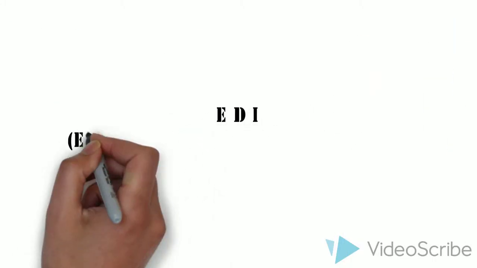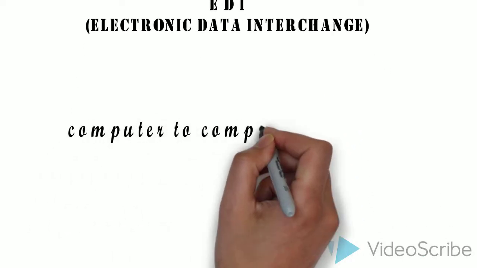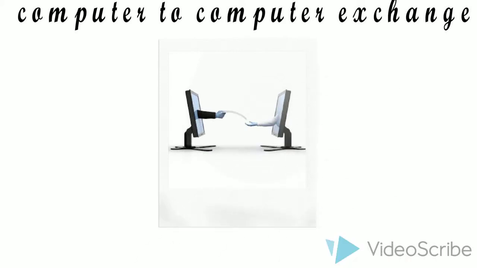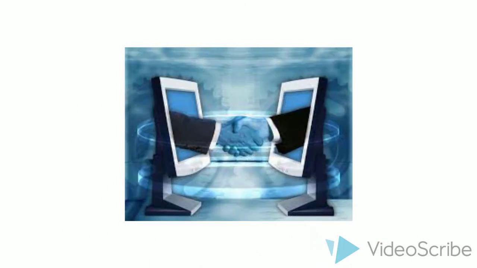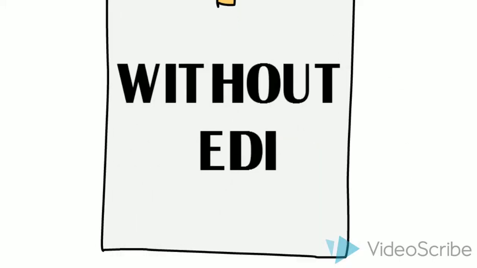If you look for the definition of EDI, an acronym of Electronic Data Interchange, it is a computer-to-computer exchange of business documents in a standard electronic format between business partners. To really understand this, consider business processes such as a purchase order that is exchanged without EDI.